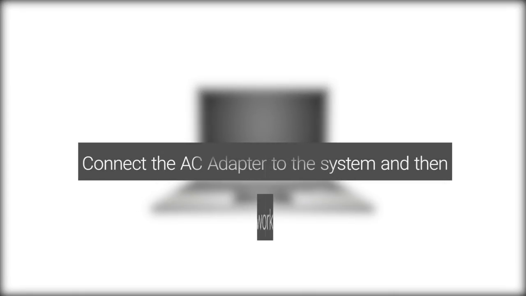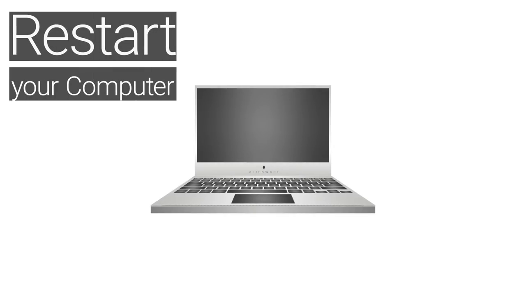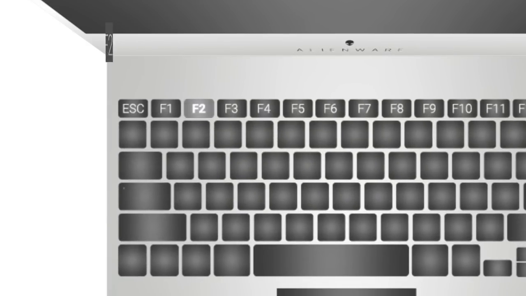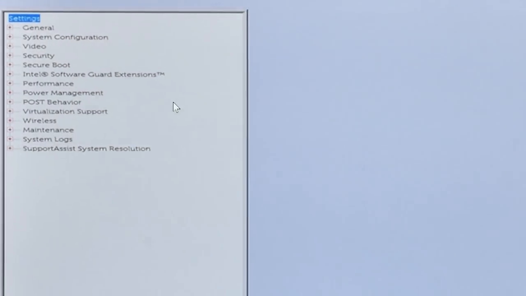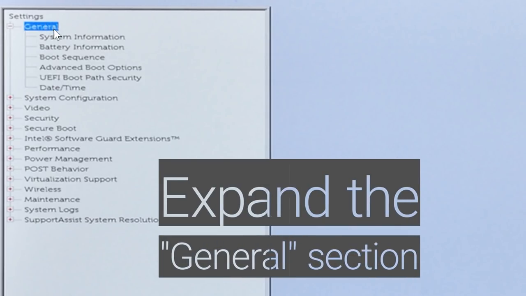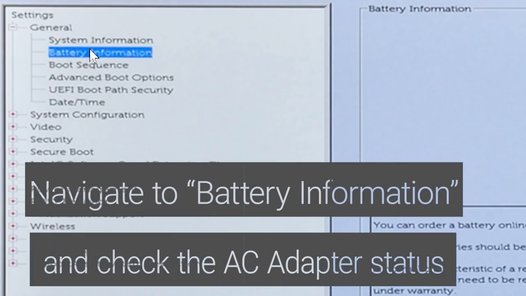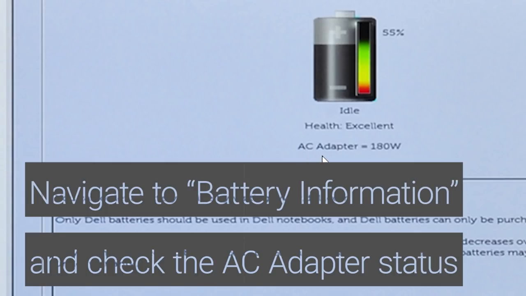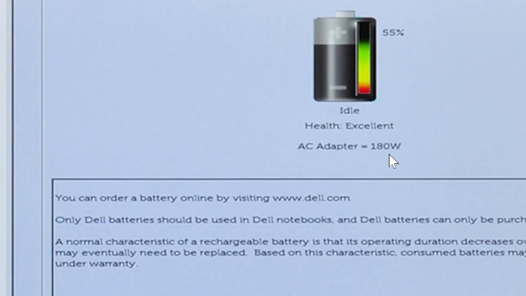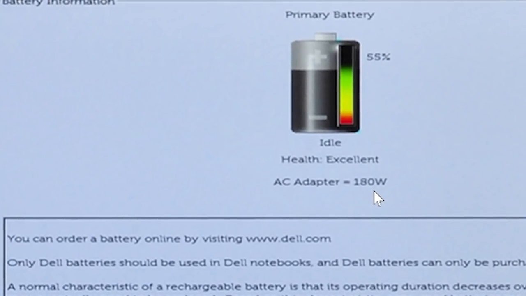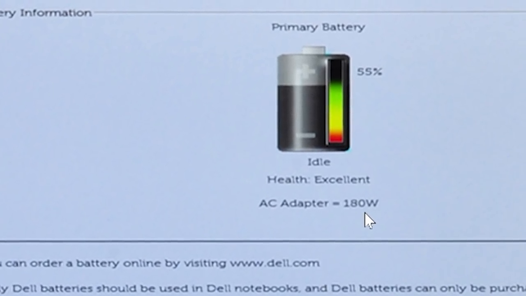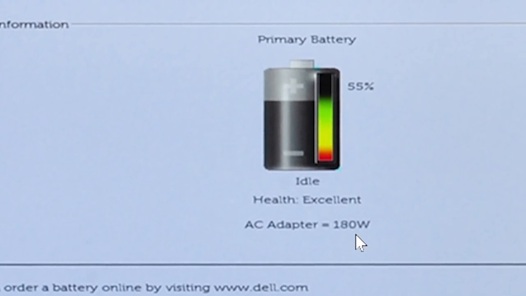To connect and check the status of a known good adapter in BIOS, connect the AC adapter to the system and then to a working wall outlet. Restart the computer. Repeatedly tap the F2 key at the Dell logo screen to enter BIOS. Expand the General tab. Navigate to Battery Information and check the AC adapter status. If the AC adapter type is recognized correctly, proceed to the next step. If the AC adapter type is unknown, let us know.